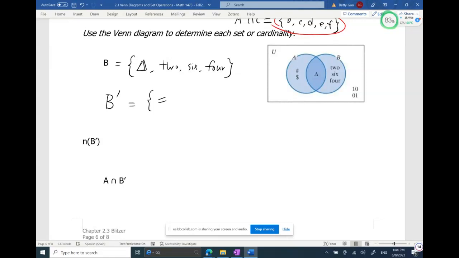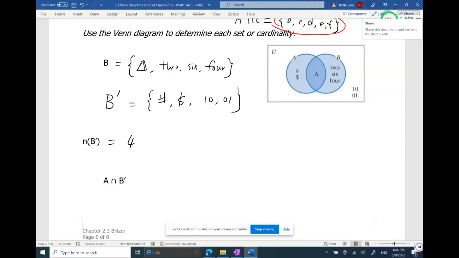It includes this pound sign, dollar sign, and the sequence 1, 0 and sequence 0, 1. Yep, 4 elements. So the cardinality of B prime is 4.